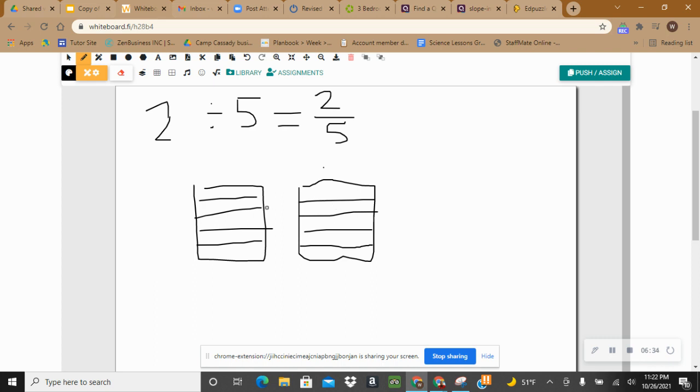So there's 2 bags of chips, 5 people sharing. So what fraction is this? It's going to be 5 parts, so it's going to be 1/5. So I'm going to get 1/5 of this bag and 1/5 of this bag to make a total of 2/5. All right.